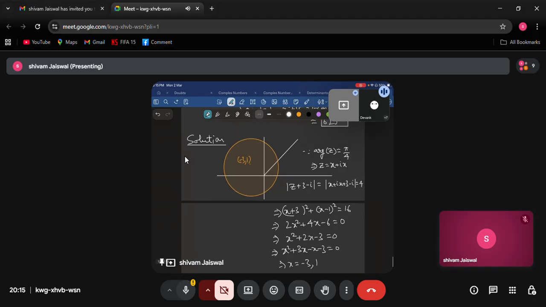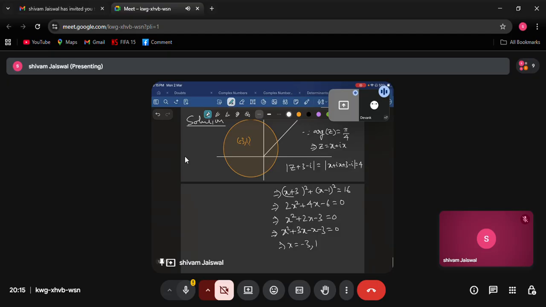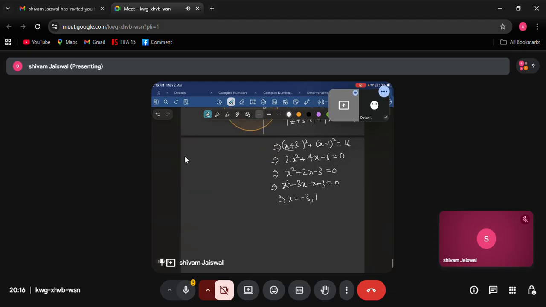Achha, tell me, which value we should take? What do you think? Should we take both, sir, or only one? Only minus 3. Devang, we should take minus 3. Devang, why should we take minus 3? Sorry, sir. Wait, we have to take minus. Sorry, we have to take 1. We have to take 1, right? Yes, sir. Because it is lying in the first quadrant. First quadrant. Yes, sir. X equal to minus 3 is rejected.